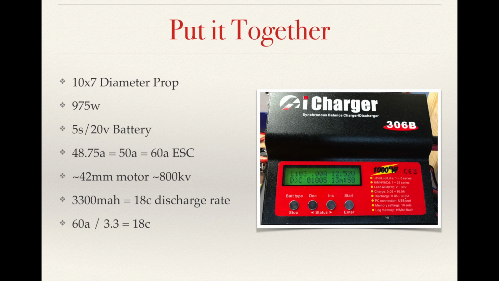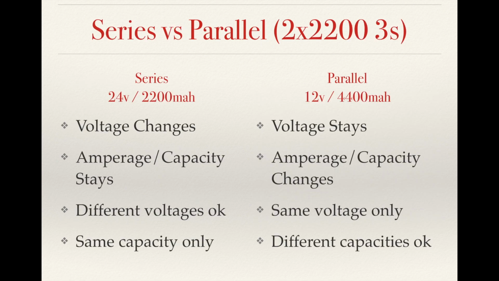So it's 3.3 amps, 60 amps divided by 3.3 equals 18C. That's the discharge rate I need to have minimally for this configuration. And all of my batteries in that voltage range are well north of 18C. They're all going to be 30 or 40C packs. So I know my battery will be able to tolerate that motor and prop design as well.